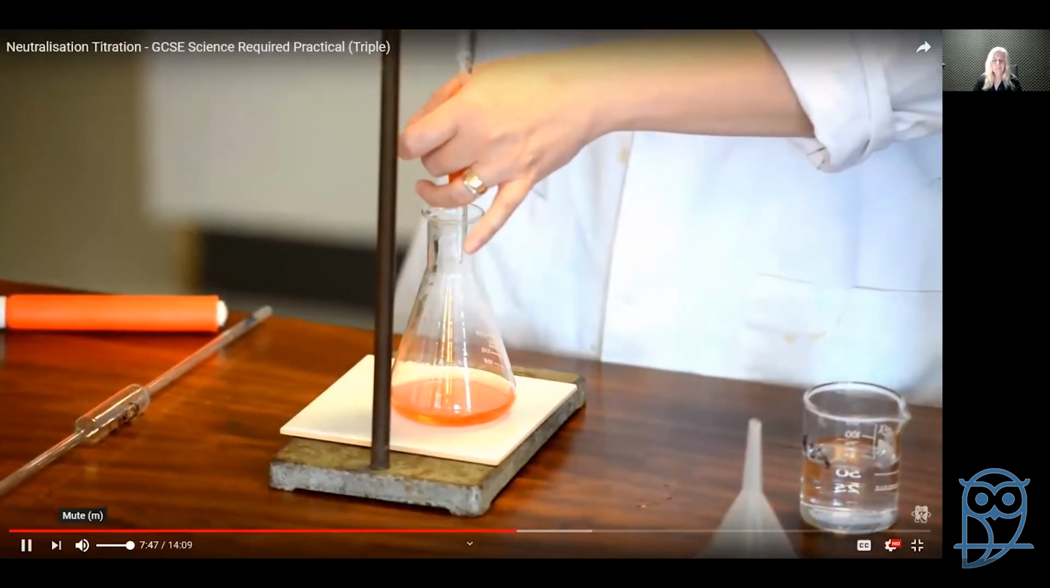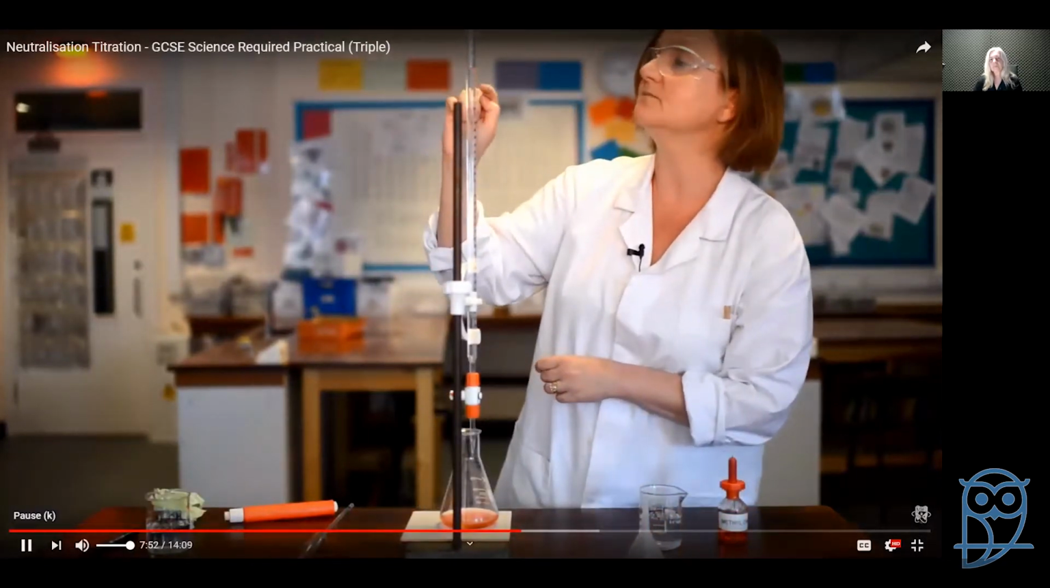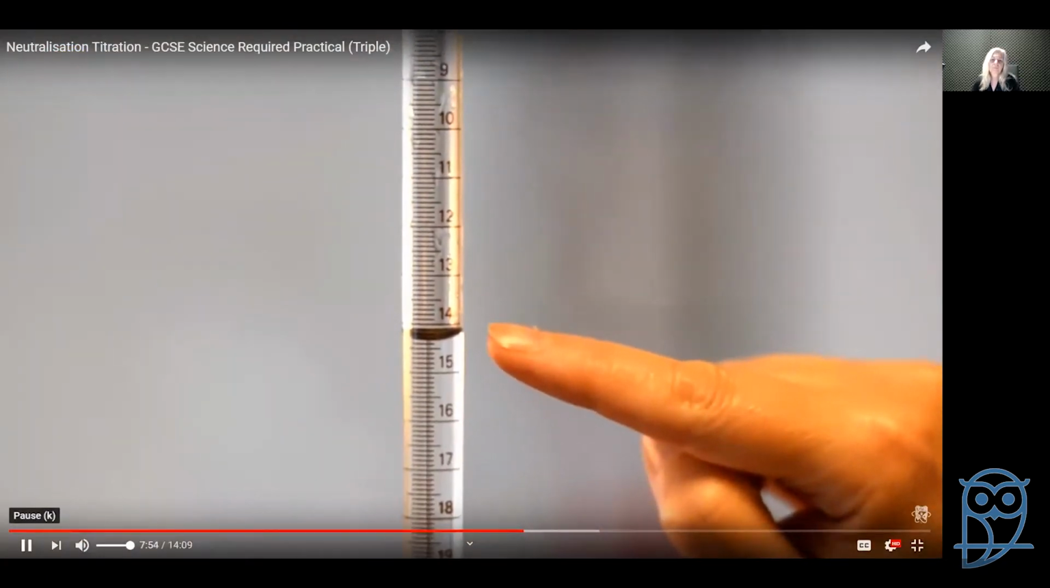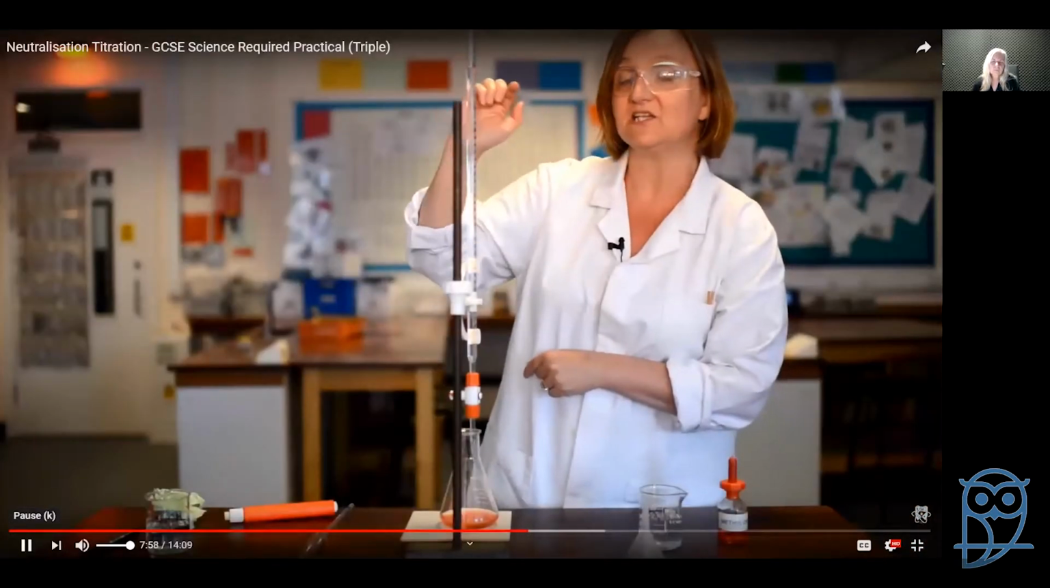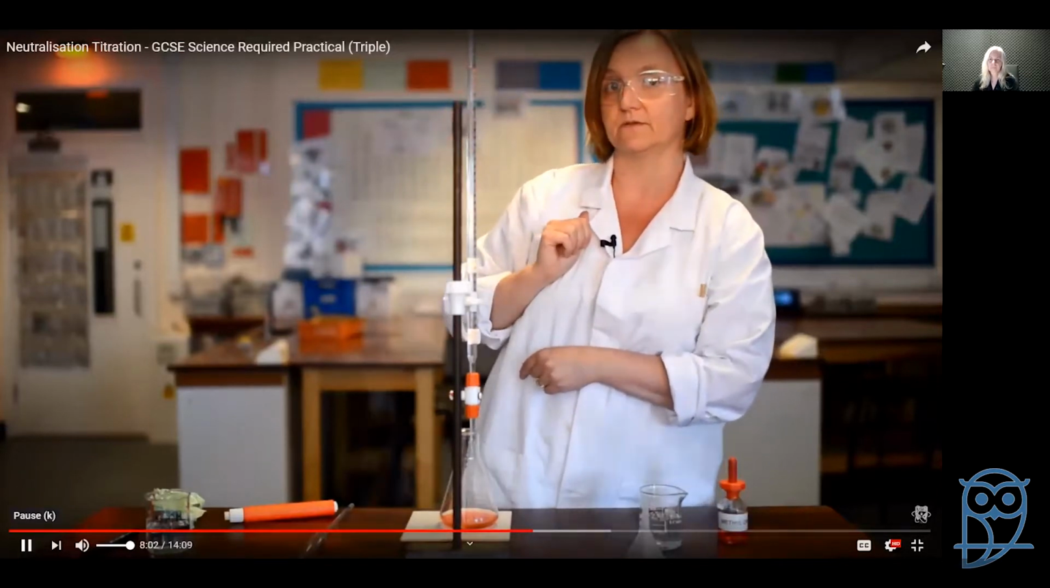Now again, looking at my burette, I can measure how much solution has gone in. Reading from the bottom of the meniscus, that is 14.3 centimetres cubed. Each little graduation being 0.1 of a centimetre cubed. So having done the titration once roughly, I know.